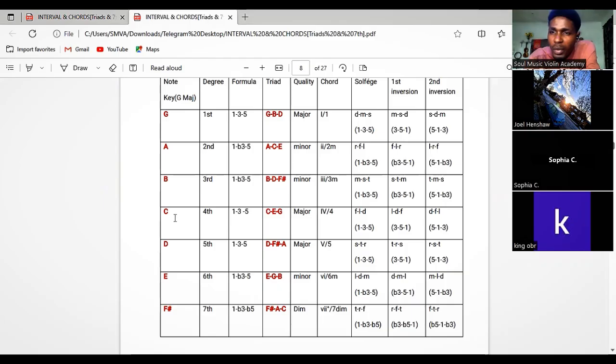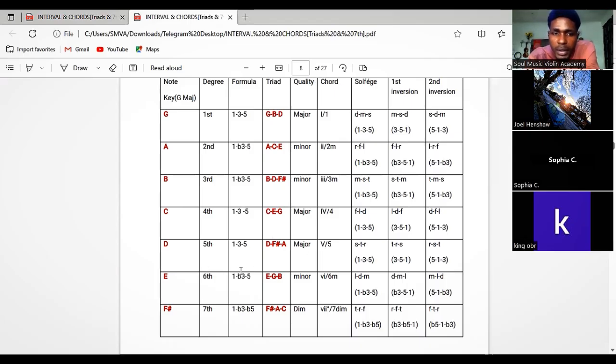Then your fourth chord, yeah, it's also a major chord. So fa, that's fa. It's always a major chord because it has the formula 1, 3, 5. It doesn't have a flat 3. So fa la do is in root position. La do fa is first inversion. Do fa la is second inversion.